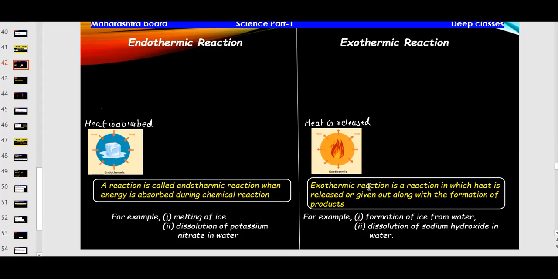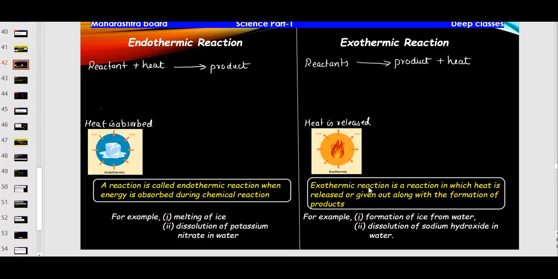How do we write the reactions? Let's write it here. In endothermic reaction, you will see that the reactant is there, and since it is absorbing, the heat will be on the reactant side, and you will get only the product on the right side. Whereas in exothermic reaction, you will see reactants on the left side, and on the right side you will see product and heat. Product plus heat is released.